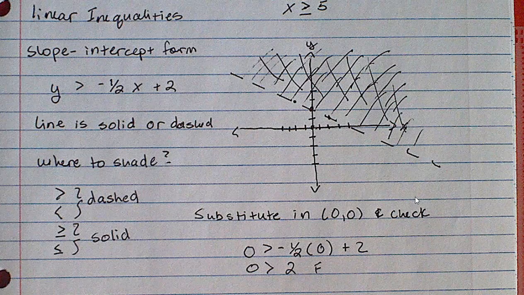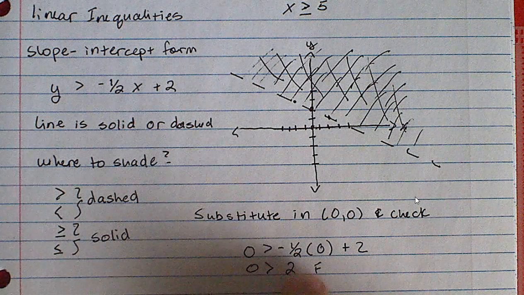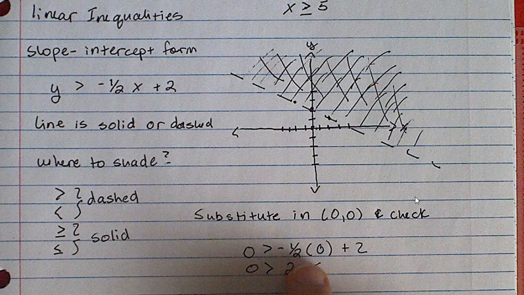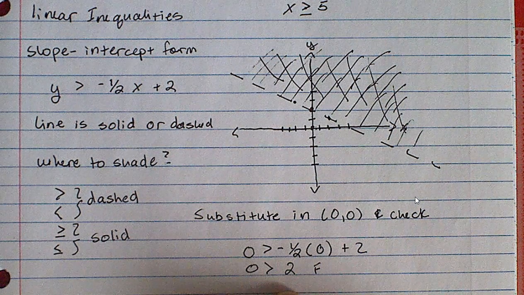So how did you get 2 when you... Because I did negative 1/2 times 0. What's negative 1/2 times 0, Nathan? And what's that plus 2? That's how I got 2.